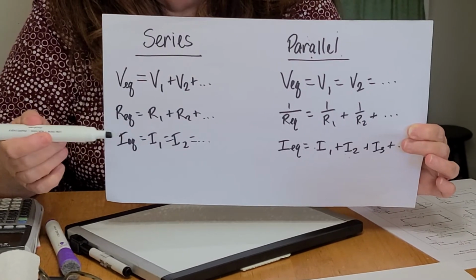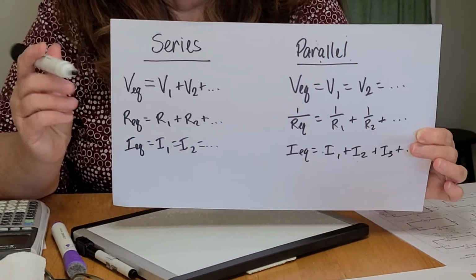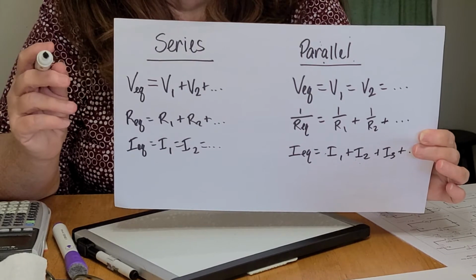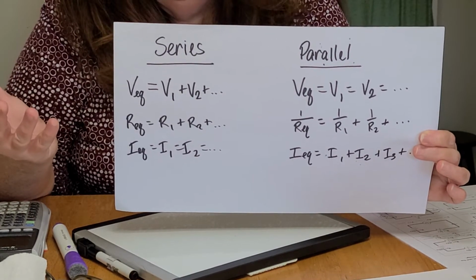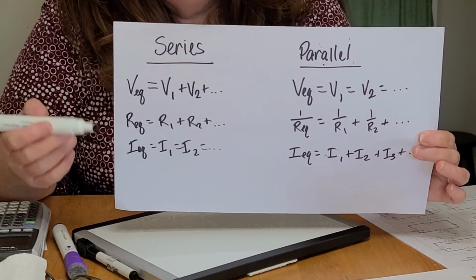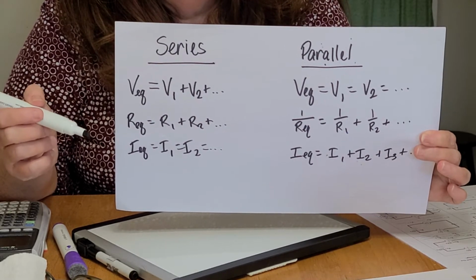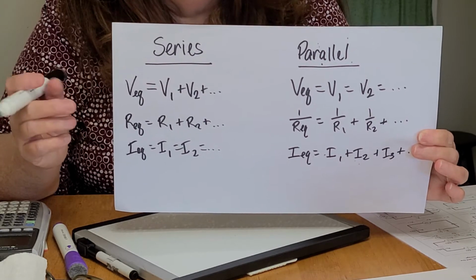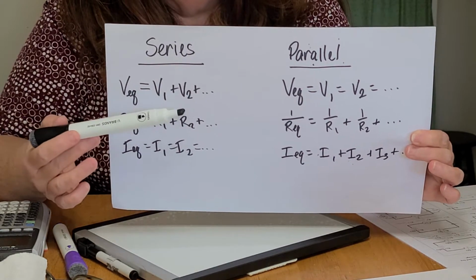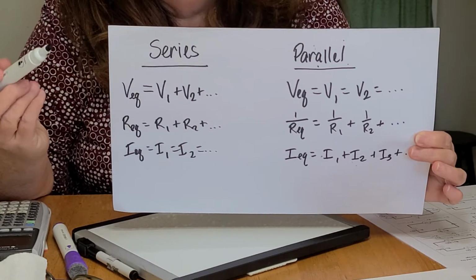That's why there's little EQs down here. Some books will put total, they'll put TOT, or they'll put B for battery because this is the voltage, but I don't like that. I usually use equivalent. That's what your book uses. The other thing that's true about the series circuit is that the current is the same through every portion. The current is the same through every part, every component that you hook up. That's why there's a plus sign with the dot, dot, dots, because you could have more than two.